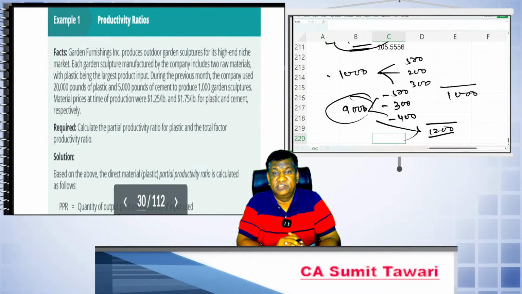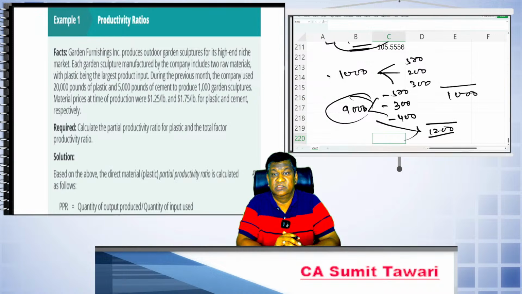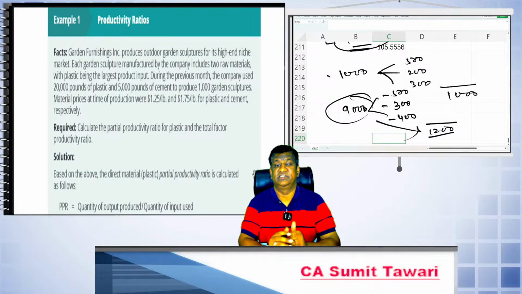Garden Furnishing Inc. produces outdoor garden sculptures for its high-end niche market. Each garden sculpture manufactured by the company includes two raw materials, with plastic being the largest input. During the previous month, the company used 20,000 pounds of plastic and 5,000 pounds of cement to produce 1,000 garden sculptures. Material prices at the time of production were $1.25 and $1.75 for plastic and cement. Calculate the partial productivity ratio for plastic and the total factor.